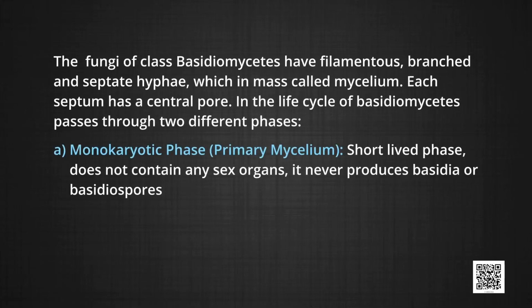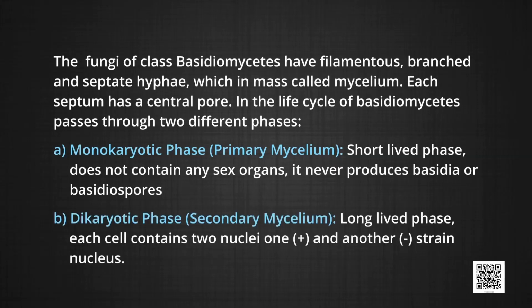Monokaryotic phase, this is primary mycelium, a short-lived phase, does not contain any sex organs, and never produces basidia or basidiospores. Second, dikaryotic phase, secondary mycelium, which is a long-lived phase. Each cell contains 2 nuclei, one plus, meaning positive, and another minus, negative strain nucleus.